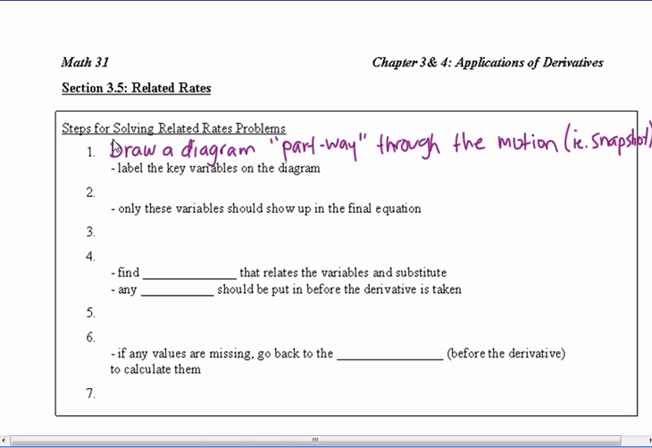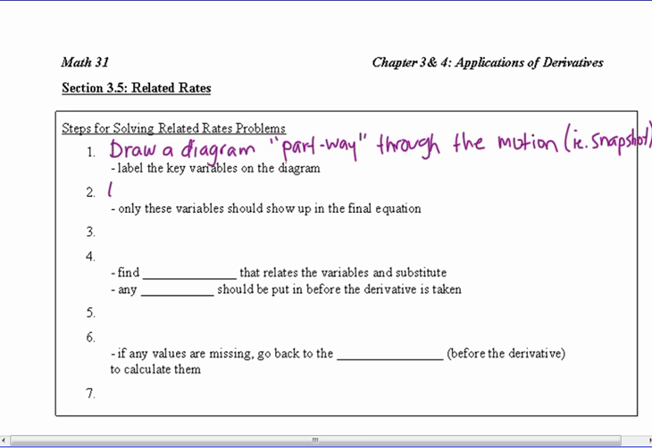You can also deal with how fast the volume is changing, or the height is changing, when we're pouring something into a cone at a particular rate. How fast is the radius changing, or how fast is the height changing? Okay, so that's the type of problems we're going to deal with today.